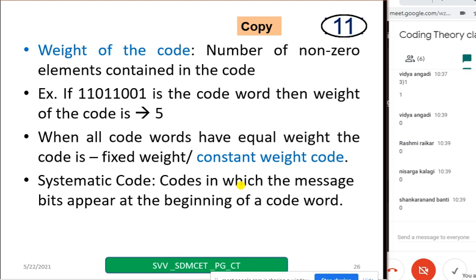Just copy down. Weight of the code is nothing but a number of ones, and if the number of ones in all the code words are the same, I can say a constant weight code. That's all. 2, 3 words are more than enough in this slide. And throughout this chapter we talk only about a systematic code. Hope most of you have completed, and let me go to the next slide.